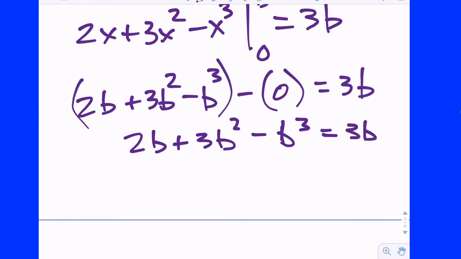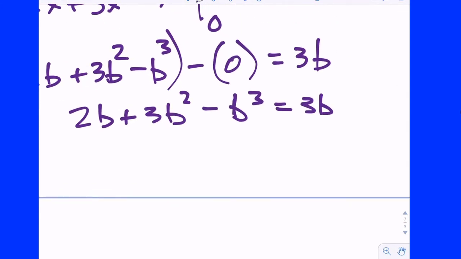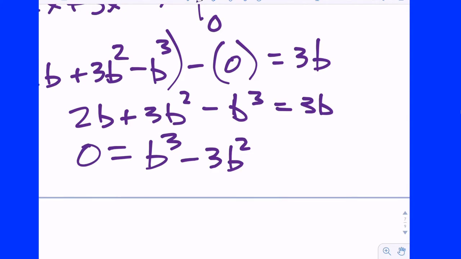And now I get to solve that. How do I solve something like that? By factoring. But before we factor, we got to get everything on one side instead of equal to 0. It doesn't make sense to factor unless you have it equal to 0. So I'm going to bring everything over to the left side so that my leading term b cubed is positive. So I got a 1b cubed, and then I got a minus 3b squared, and then I'm going to have a negative 2b plus the 3b that's already there becomes a positive b.